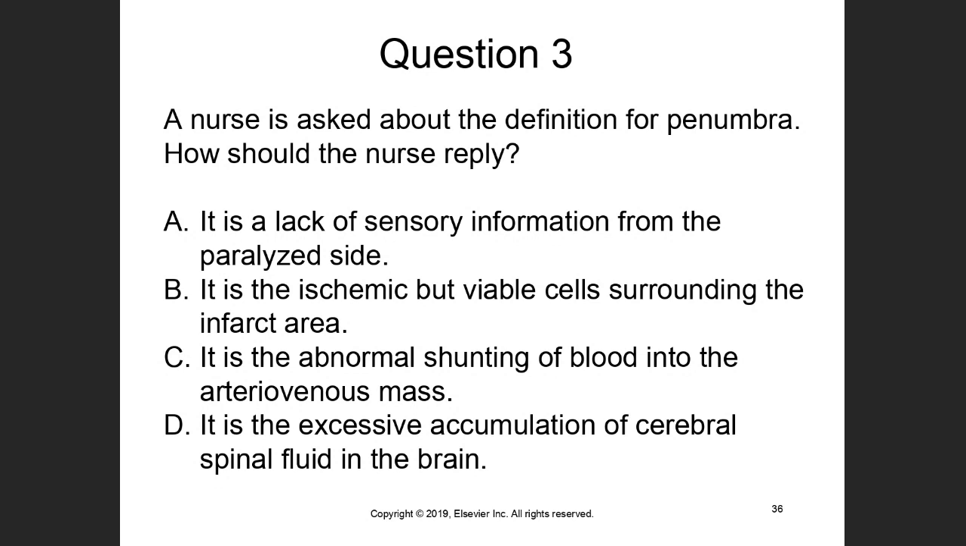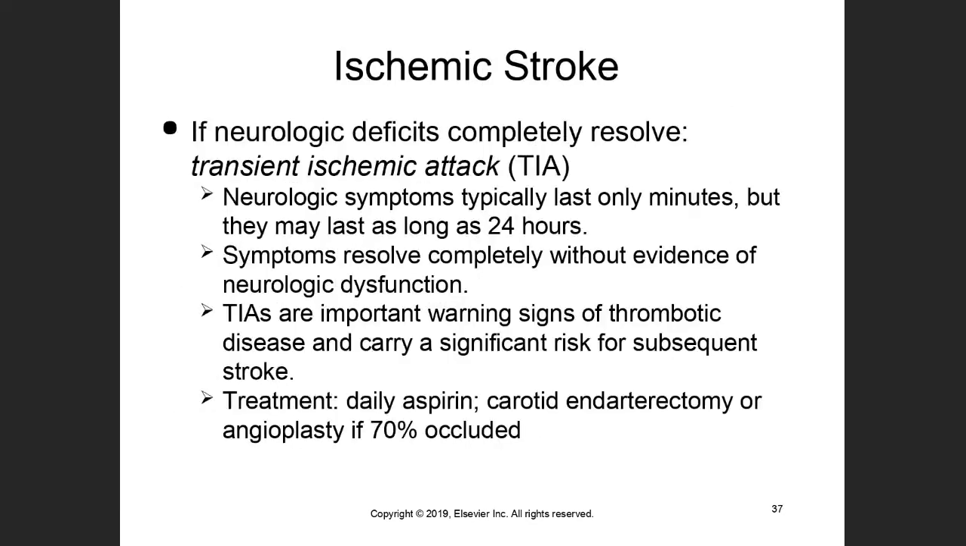Penumbra is the cells that are surrounding the area that is ischemic. And that's your target treatment, your main treatment. It's basically to recover those cells. That's why you have to work really fast to reperfuse that area. Neurologic deficits completely resolved.